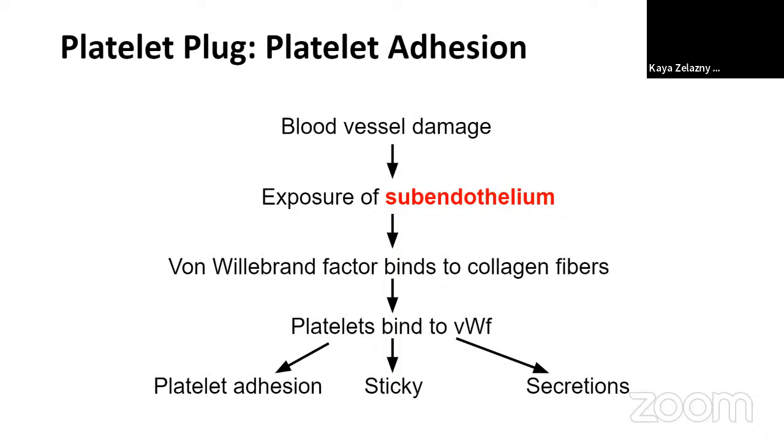And the next thing that happens is we start to have platelet adhesion in response to that blood vessel damage, because we've exposed this layer of the blood vessel called the subendothelium. We have a factor that's circulating around in our blood all the time, called von Willebrand factor, binding to the collagen fibers in that subendothelium, telling our platelets to adhere to this area where we have a cut. So our platelets adhere, like an adhesive, like glue, like tape, they start to stick to this cut.